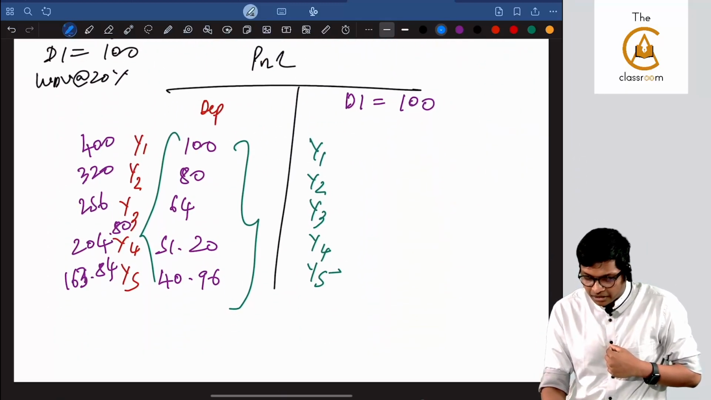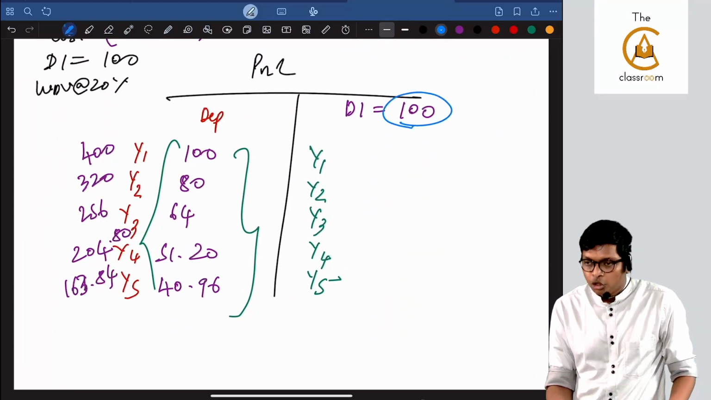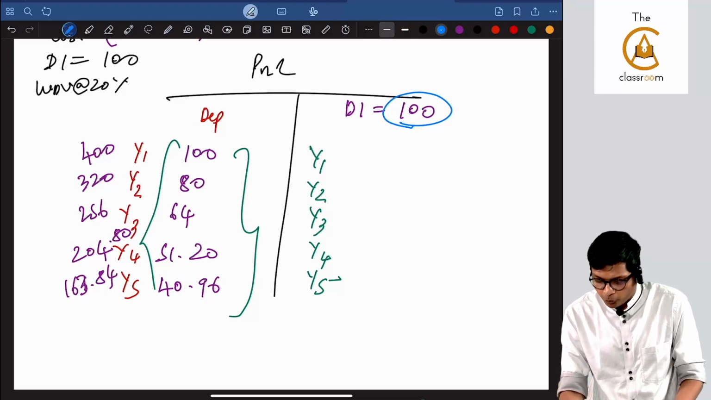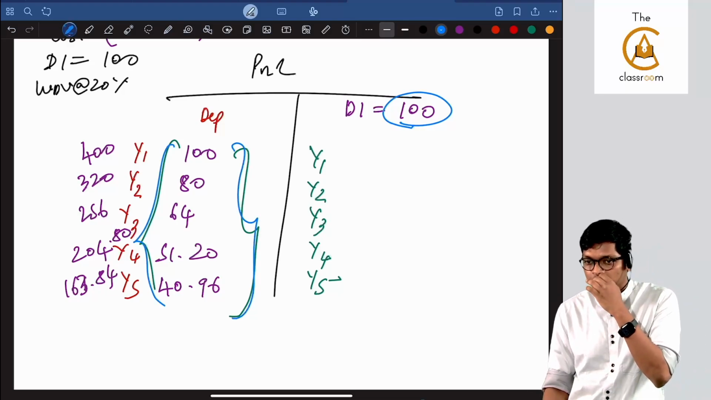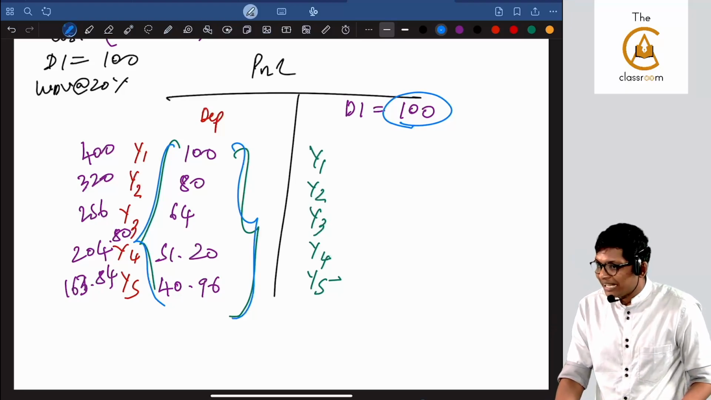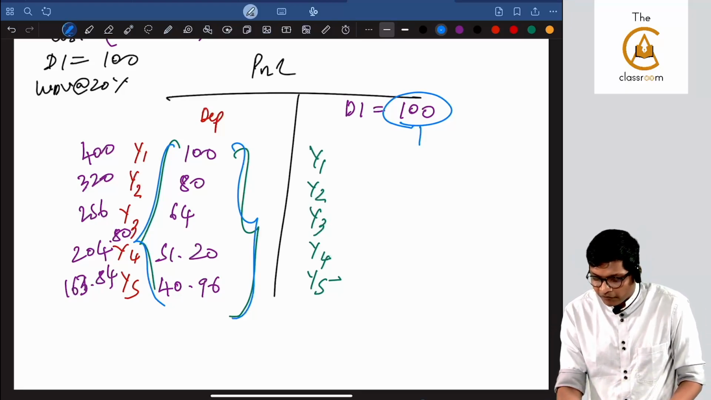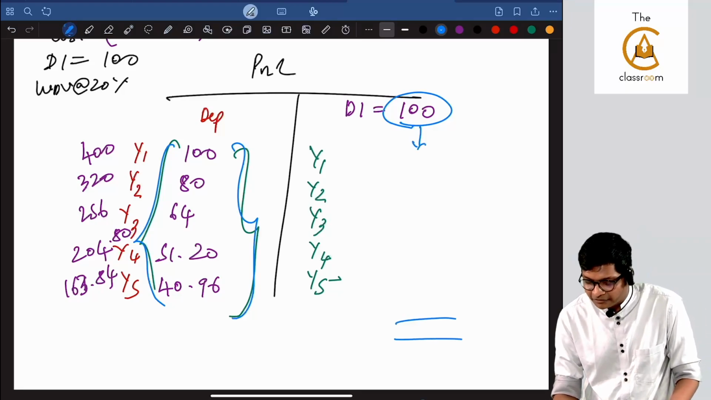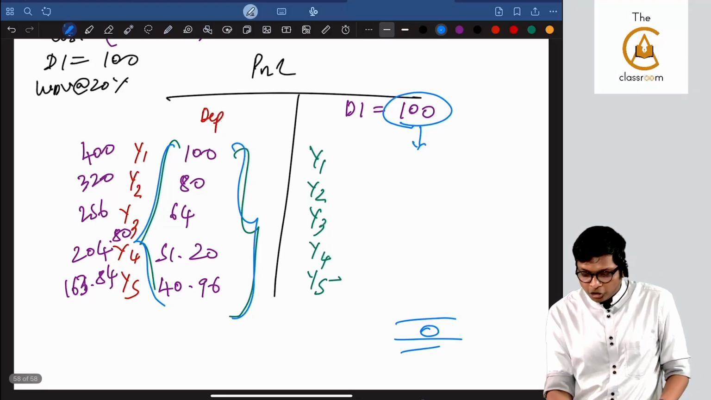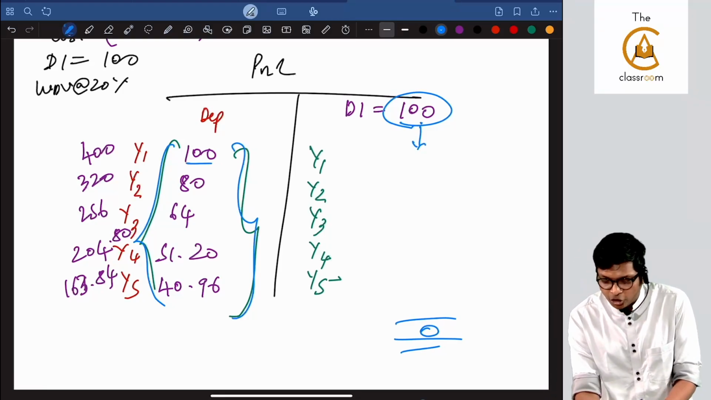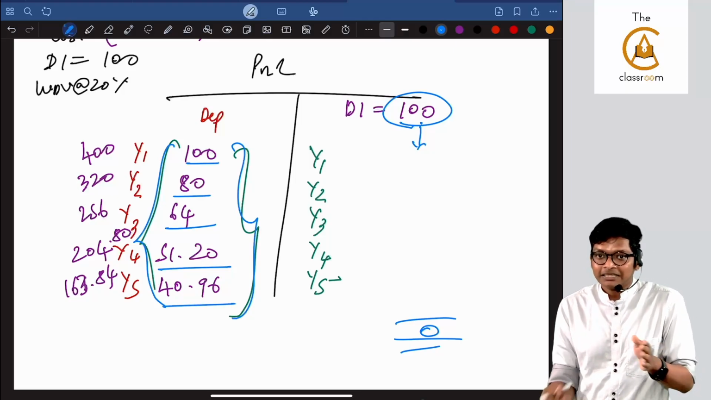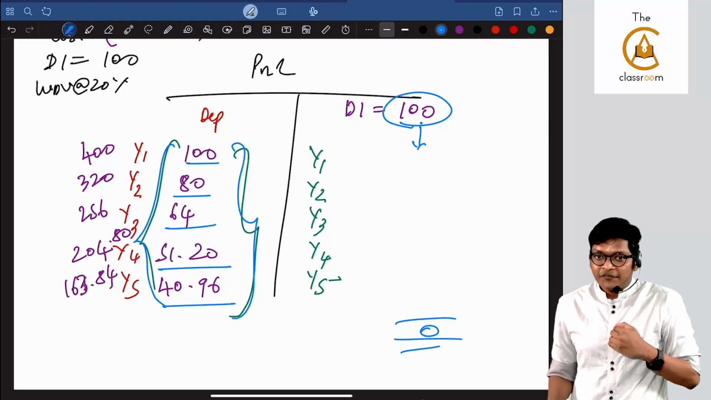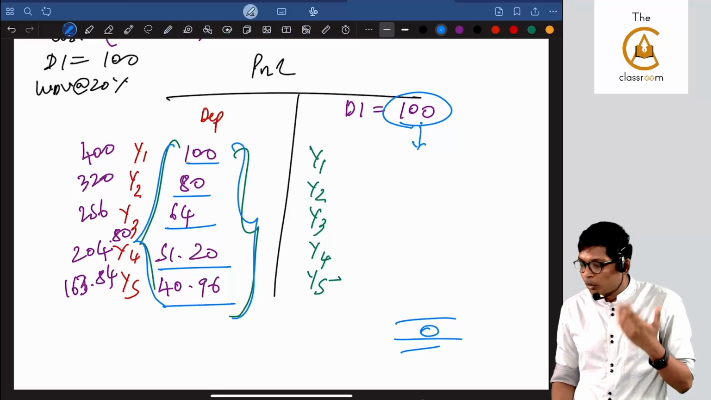That means here this 100 should be transferred to P&L in this ratio. Correct or wrong? Wrong. If you transfer in this ratio, the full 100 will be exhausted. The balance will become 0, because you are splitting 100 in the ratio of 100:80:64:51:40.96. That means it will become 0. Deferred income should not become 0. So what is the solution then?